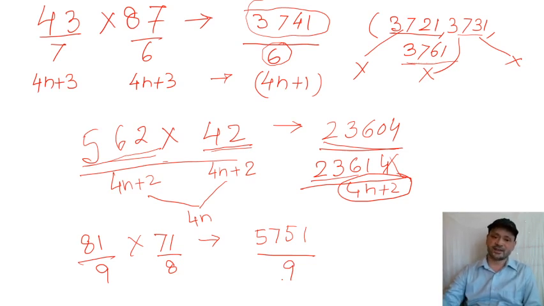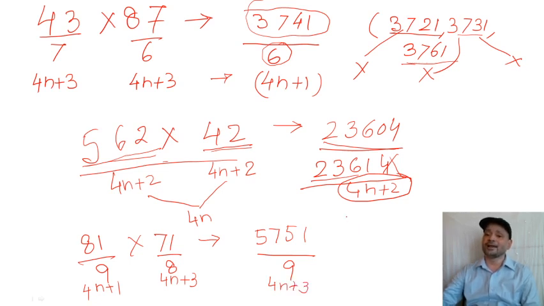Another thing is, this is an odd number of 4n plus 1 type, and this number has a behavior of 4n plus 3 type. So if you multiply them, the result must be a number of 4n plus 3 type. So if you have multiplied and you got some number closer to it, which is maybe 5771, or maybe 5761, or maybe 5741.